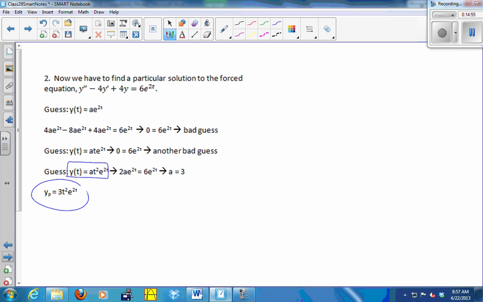So we have a particular solution: 3t squared e to the 2t. So it's sort of a general good rule of thumb for guessing. If your first guess doesn't work, try to multiply it by t. If that doesn't work, do it again. Multiply by t again.